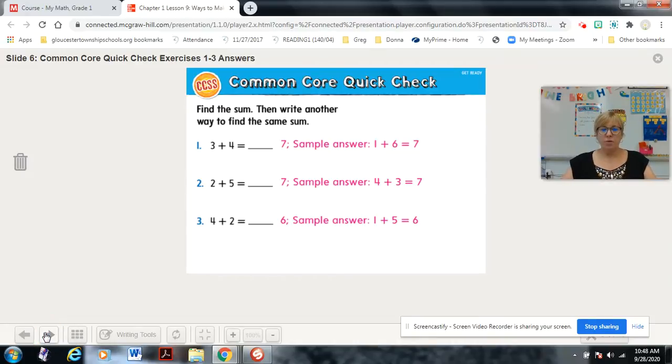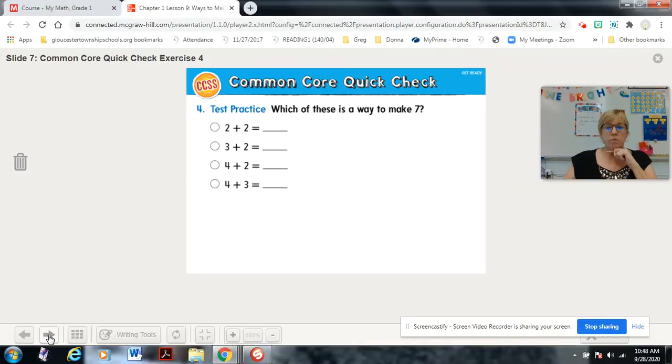Okay, there you go. All right, here's 3 plus 4 equals 7. These all equal 7 with the exception of number 3. 4 plus 2 equals 6. Now, the other thing they asked was find another way to find the numbers, the sum, which was 7, 7, or 6. So they're giving you examples of other ways you could have found it. Just like we were practicing yesterday on our lesson of ways to make 6 and 7.